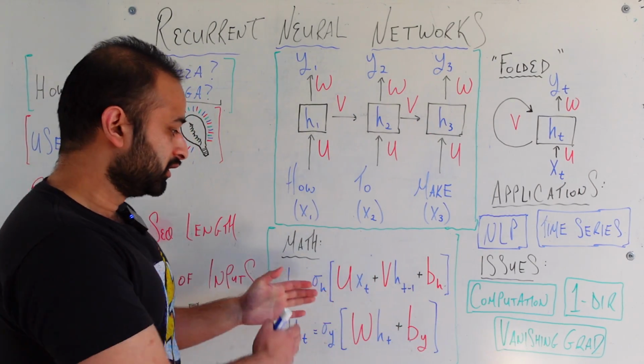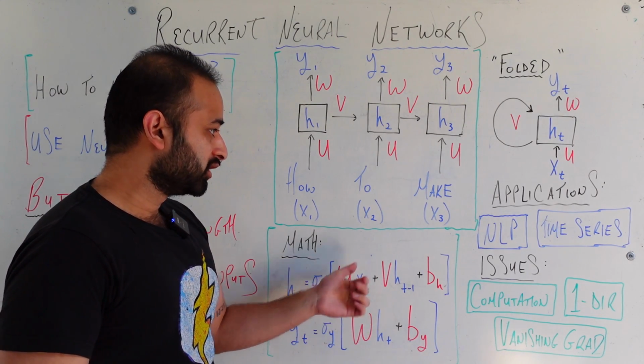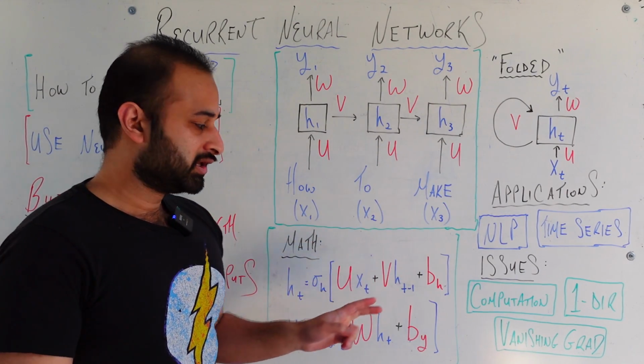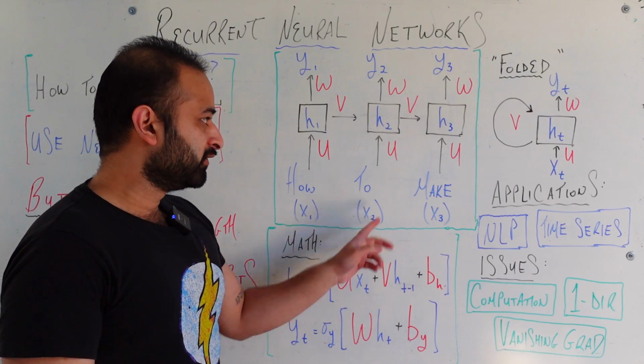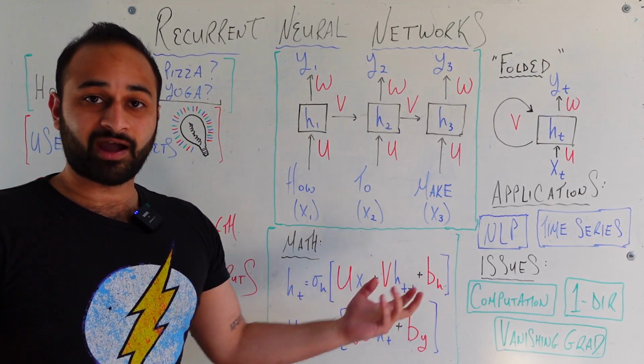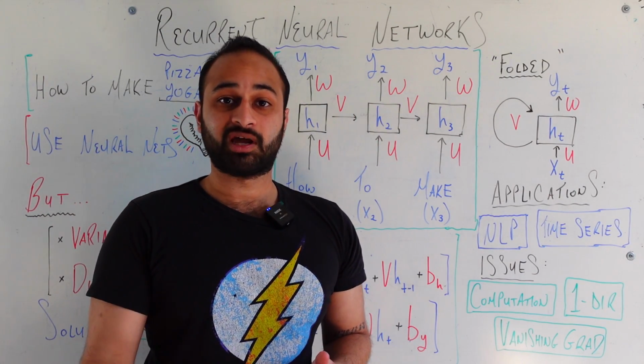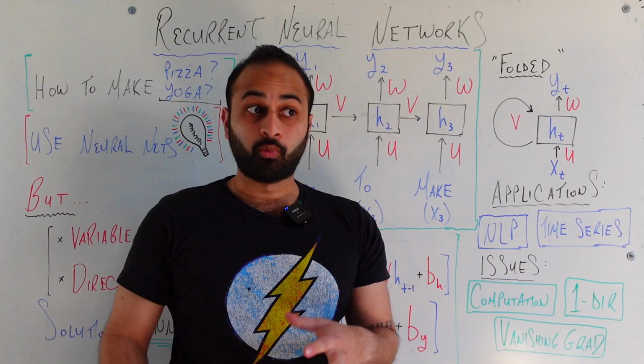Again, the equation to get h3: you would take x3 and apply u, that's this going on right here. You would take h2 and apply v, that's this right here. Again, you have your bias term, you run that through some kind of activation function, and you have yourself the hidden state at the third time step, h3. And again, that's the math, but what is the intuition?